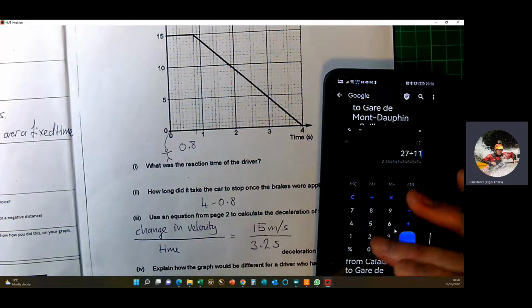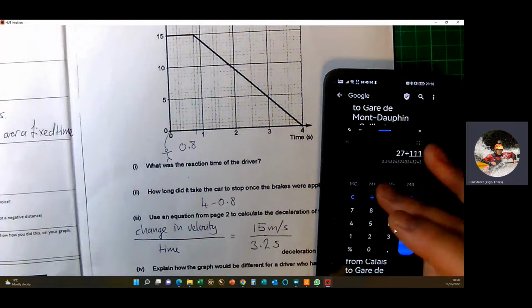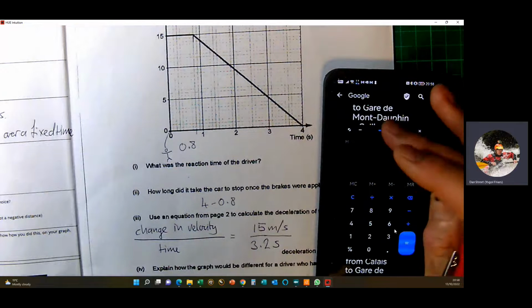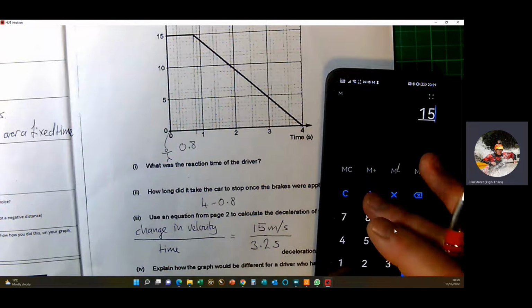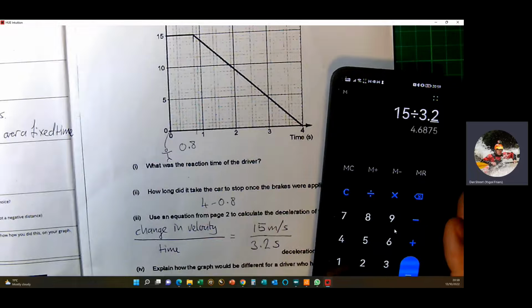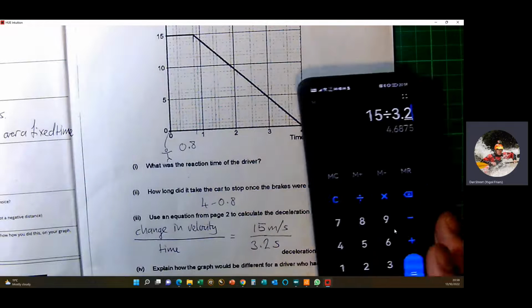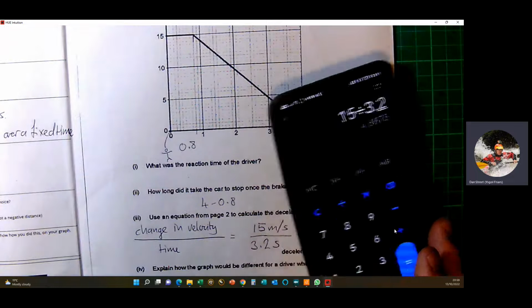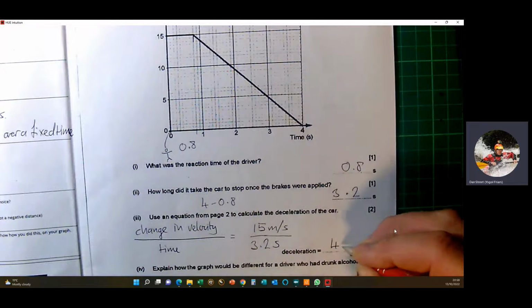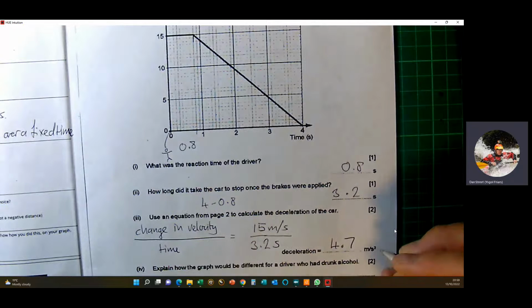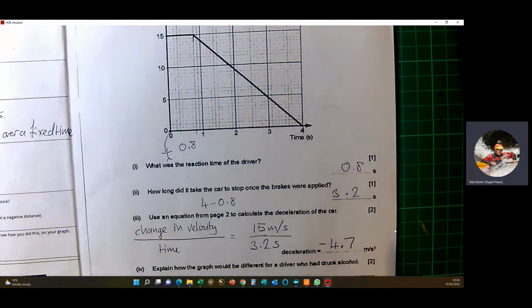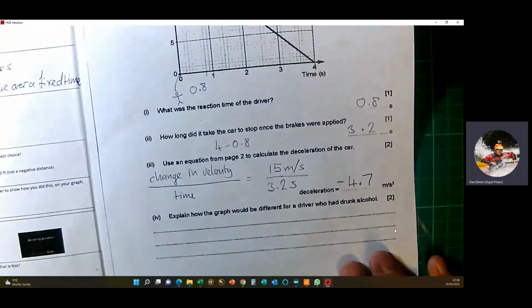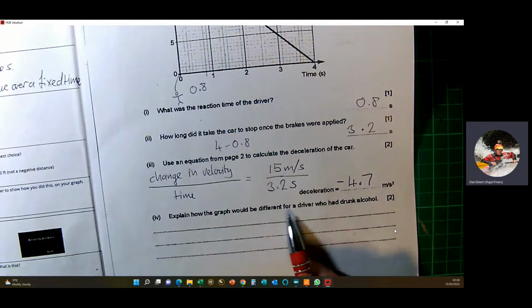So we're going with 15. Let's clear the calculator and let's go full screen. So 15 divided by 3.2. It's 4.6875, which we can round up to 4.7. So that's 4.7 meters per second per second. Now, as it's decelerating, we might want to put a minus sign there just to be sure that it is a deceleration.